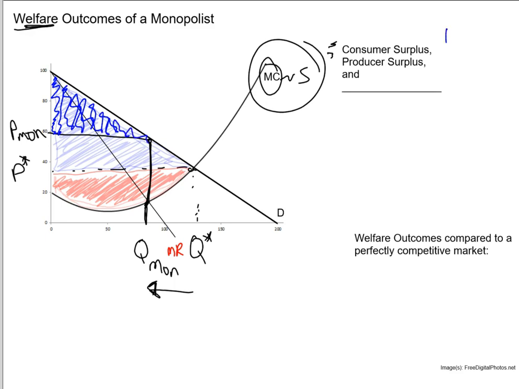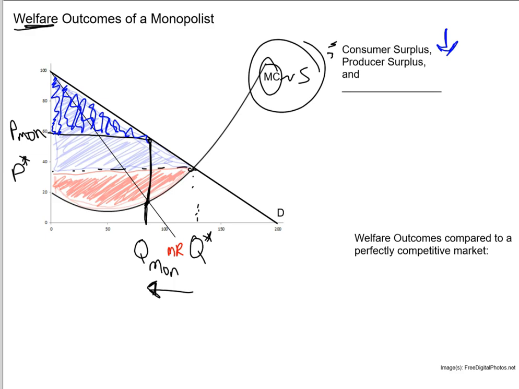Should be pretty obvious. Consumers are unambiguously worse off, right? Consumers pay higher prices, and some consumers won't buy the good anymore. So less is bought, a lower quantity, and higher prices. Both of those factors are pushing towards lower consumer surplus.